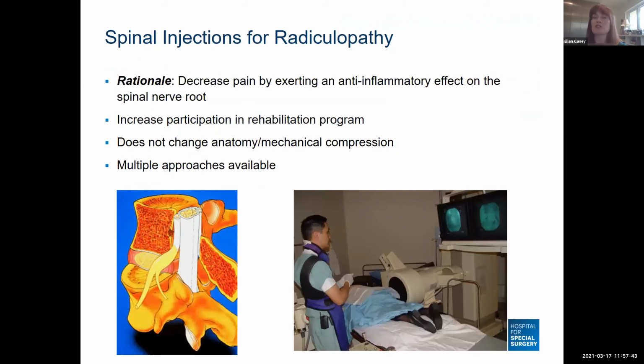So spinal injections certainly are used for radiculopathy. The rationale for this is not that you're changing the anatomy. You're not taking away the disc herniation or changing anything about that, but you're changing the environment, or the milieu, around the nerve. So the point is to decrease pain by exerting an anti-inflammatory effect with the corticosteroid and usually the numbing agent that you're using around the spinal nerve root.